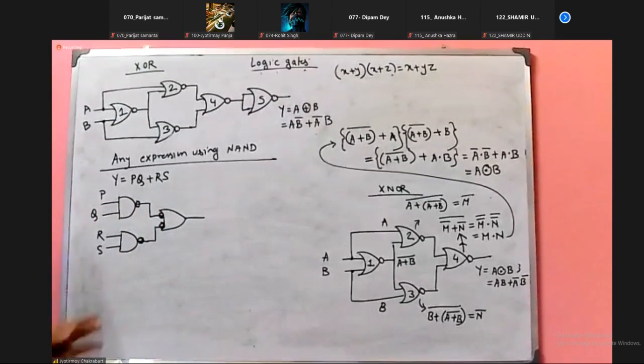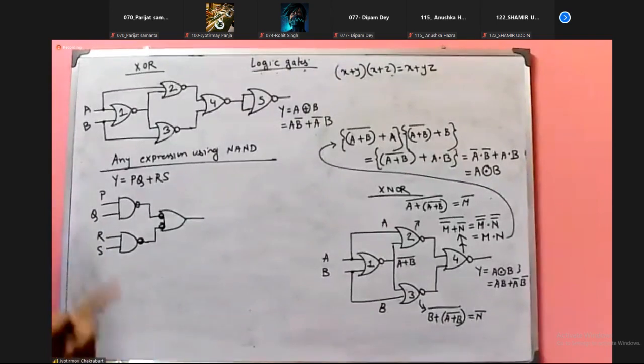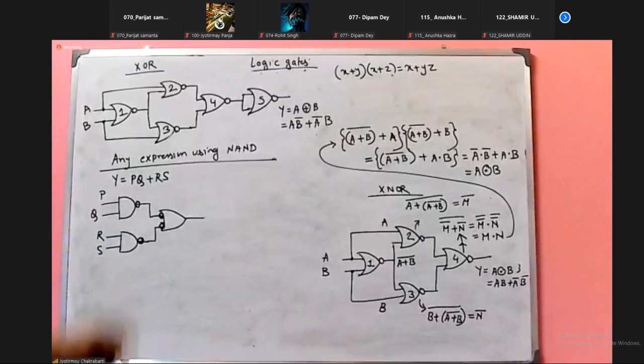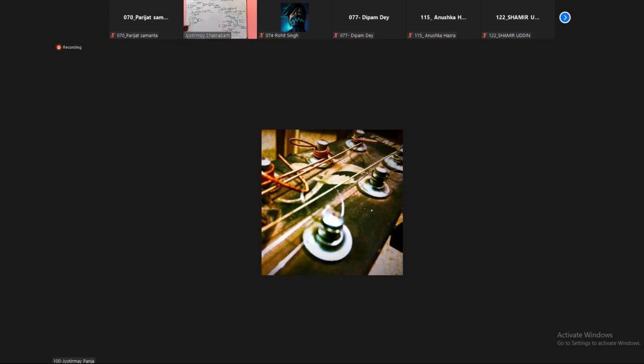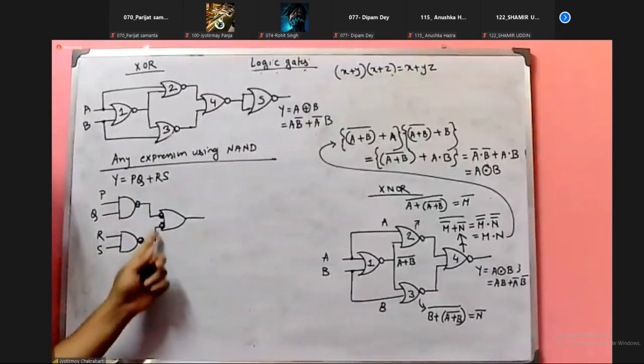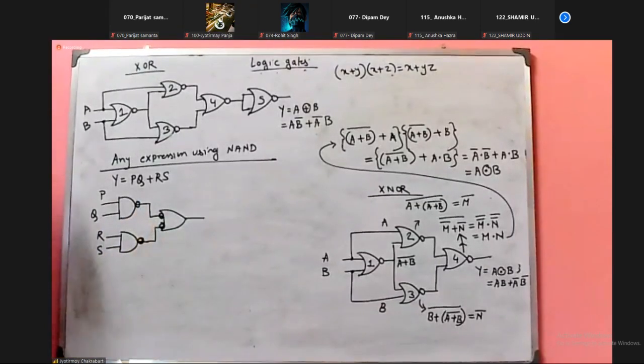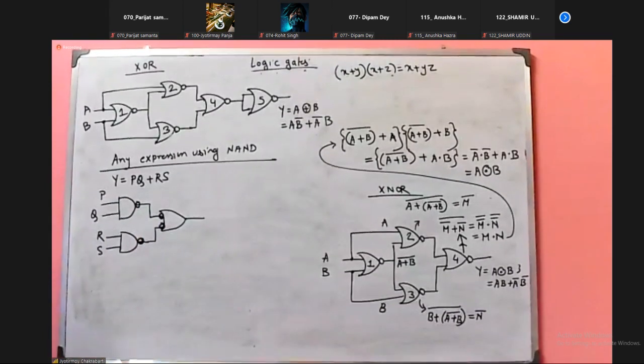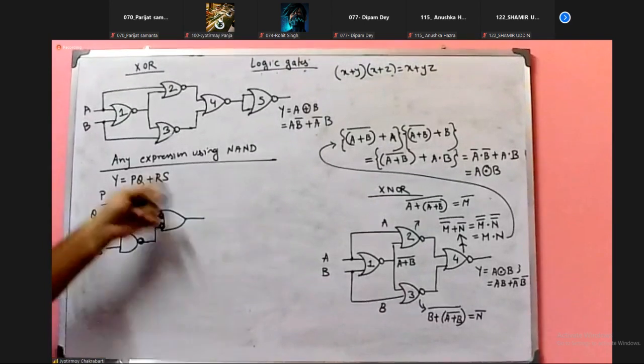Then check at which line there is only one extra bubble present. What does a bubble mean? Inversion. We see that at each line there are two bubbles. Two bubbles mean double inversion. Double inversion means nothing will change. So the circuit is similar to the previous.